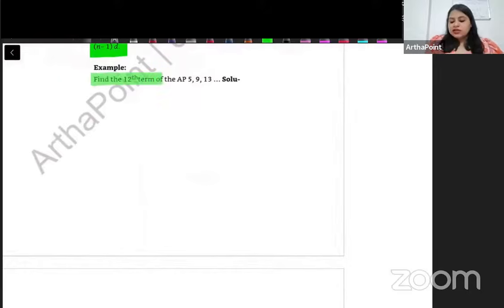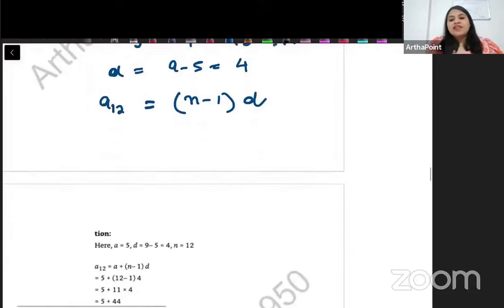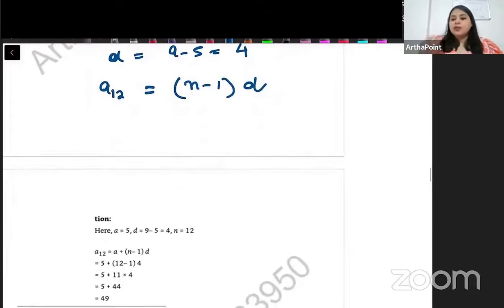Find the 12th term of this AP, and the AP is given to you as 5, 9, 13, and so on. So beta, what is the difference? The difference is simply 9 minus 5, which is 4. Now I have to find the 12th term of the AP. So I told you n minus 1 into d. n will be 12 because you have to find the 12th term.